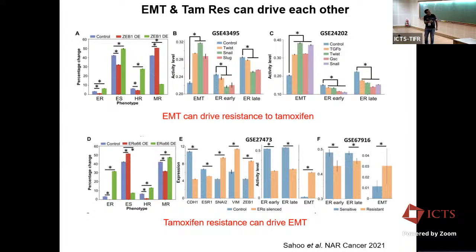Now let's look at transcriptomic data where EMT was induced in all different ways. These are all ER positive breast cancer cell lines. There are 4 or 5 different ways of inducing EMT in them. Irrespective of how you induce it, you see that EMT goes up, estrogen response comes down. Let's look at the other way around.